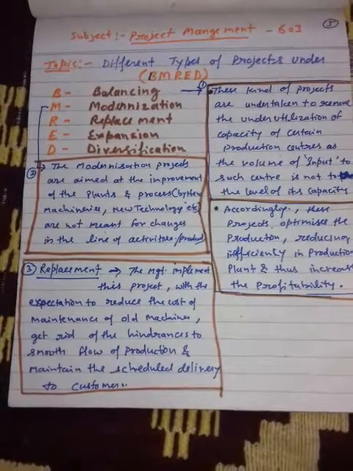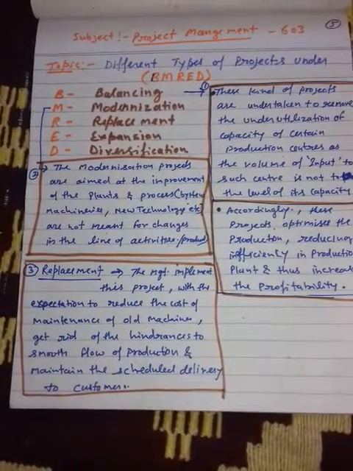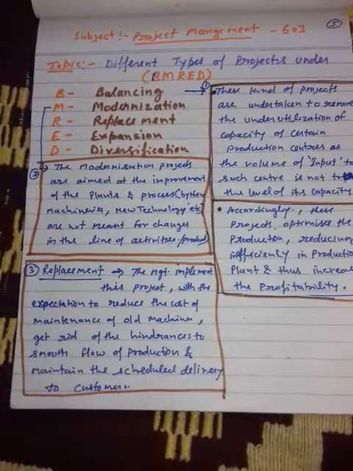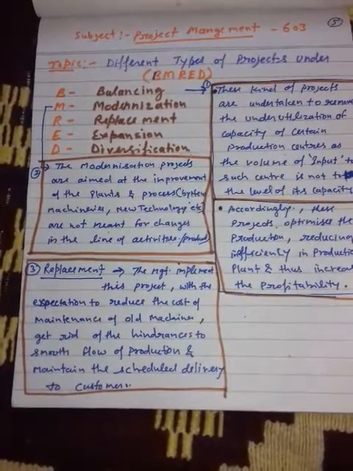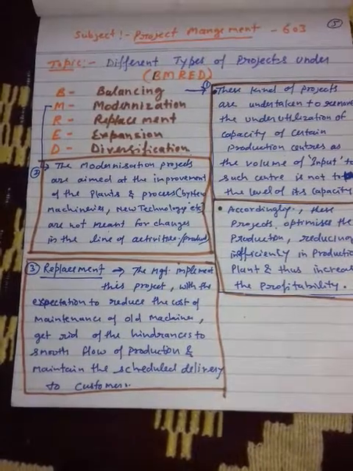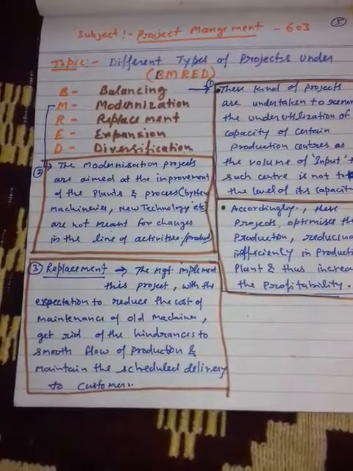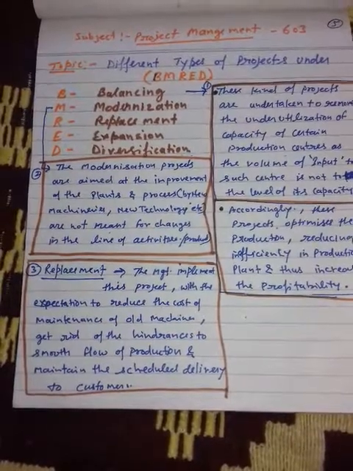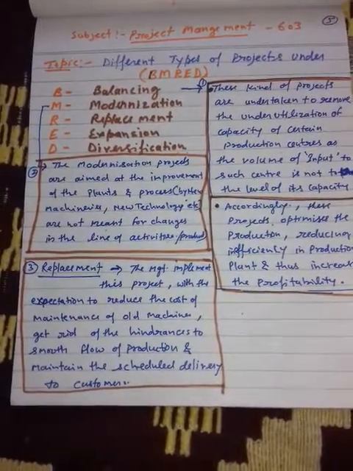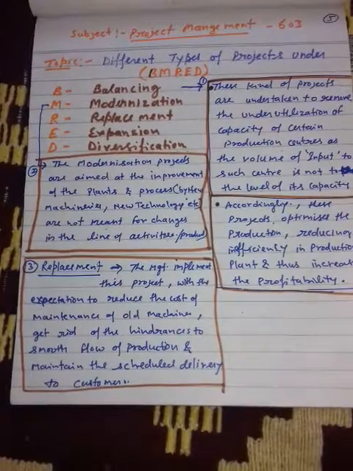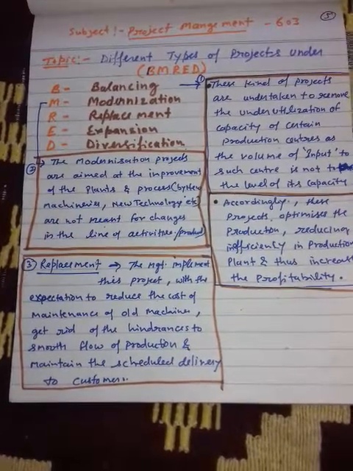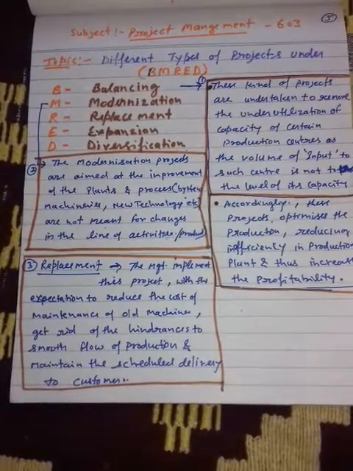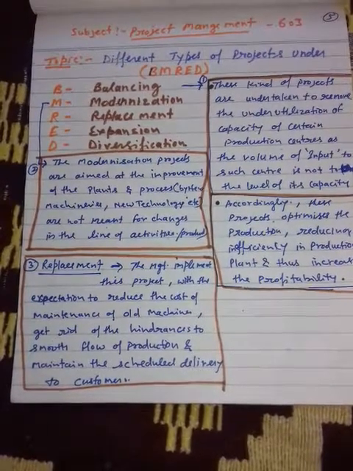So the modernization projects are aimed at the improvement of plants and processes, with new machines, new techniques and new processes adopted by the companies. They are not meant for changes in the line of activity and production. It is only the change and improvement in the plant capacity, process, raw material and techniques of the particular production, but it does not mean that the company is changing the line of activity and production.